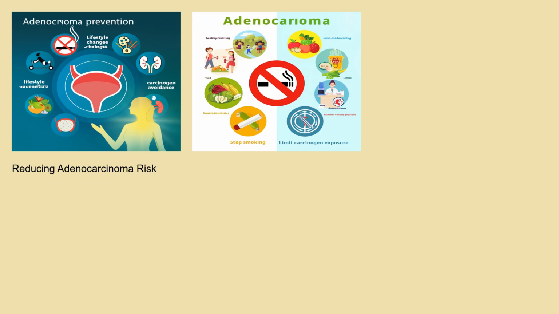While there's no guaranteed way to prevent adenocarcinoma of the urinary system, certain lifestyle modifications can reduce your risk. Quitting smoking is the most important step, as it significantly lowers the risk of bladder and kidney cancer. Avoiding exposure to known carcinogens, such as certain chemicals in the workplace, is also crucial. Maintaining a healthy weight, eating a balanced diet, and staying physically active can also contribute to overall health and potentially lower cancer risk. Prompt treatment of urinary tract infections and bladder stones may also help prevent chronic inflammation that could lead to cancer.